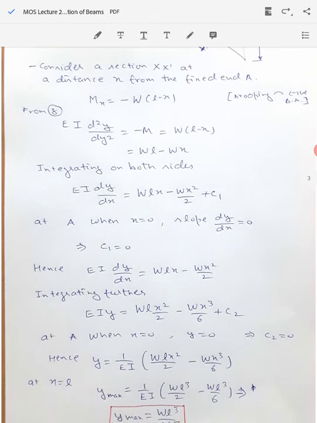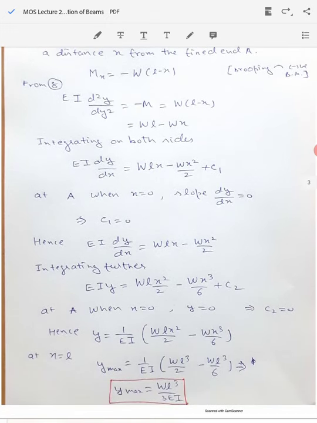So if we substitute this here, we will get the equation for the deflection. This is our equation, by which we can determine the value along the length of the beam at any point from x equal to 0 to x equal to L.